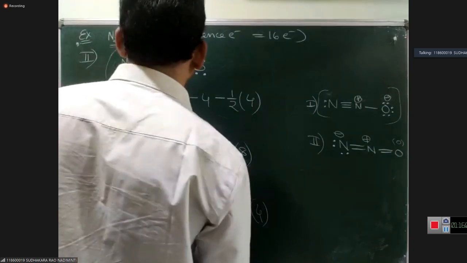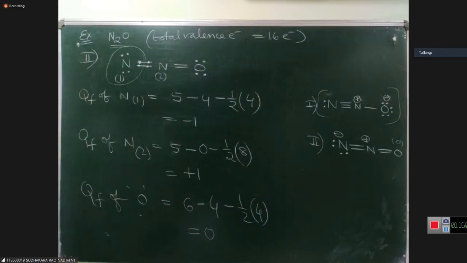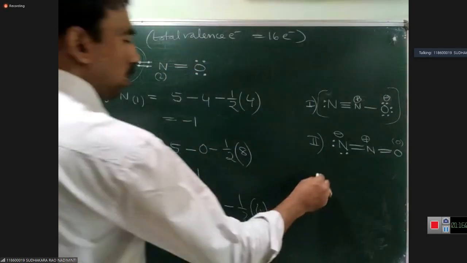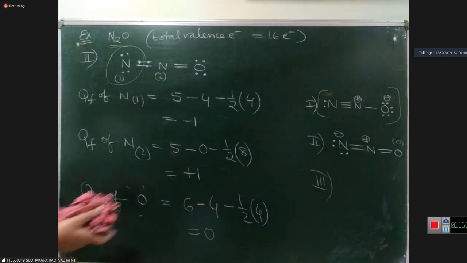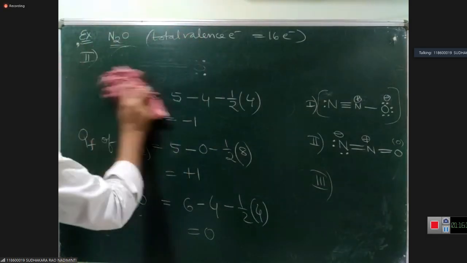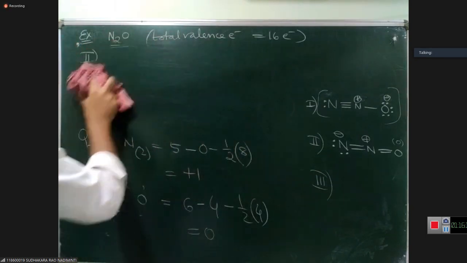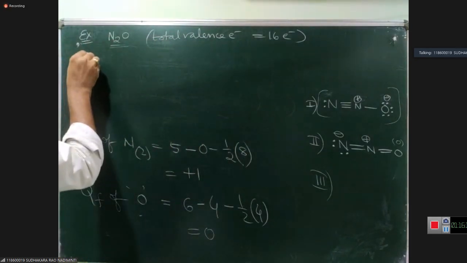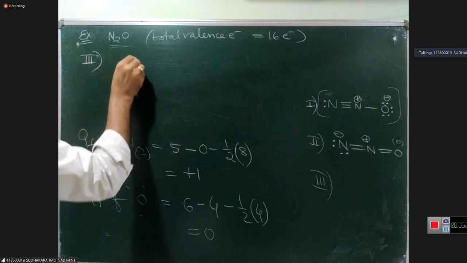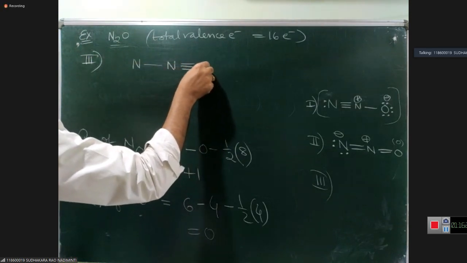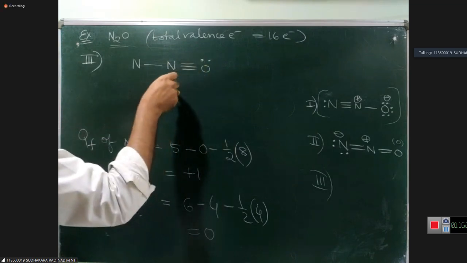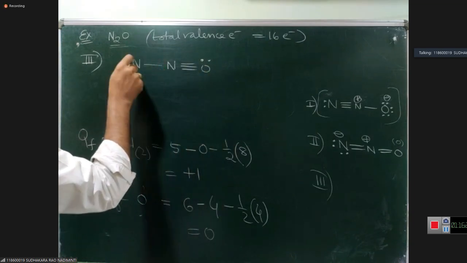Okay, so let us take the third one. Third resonance structure also I was able to write now. So let us go to the third one. What is the third resonance structure that we can write for N2O? N, single bond, and triple bond O. Oxygen carries lone pair. Okay, no lone pairs come to here.